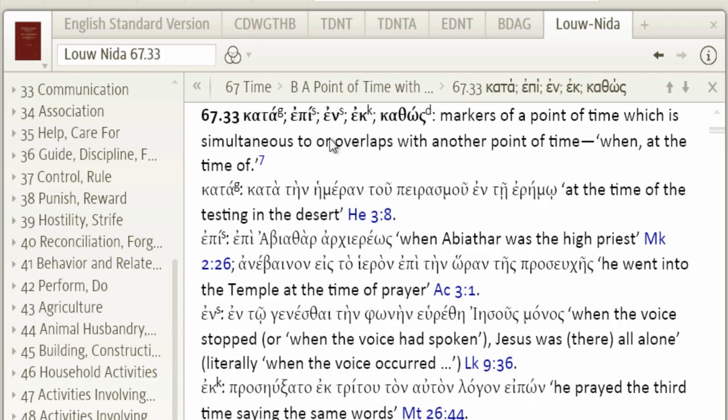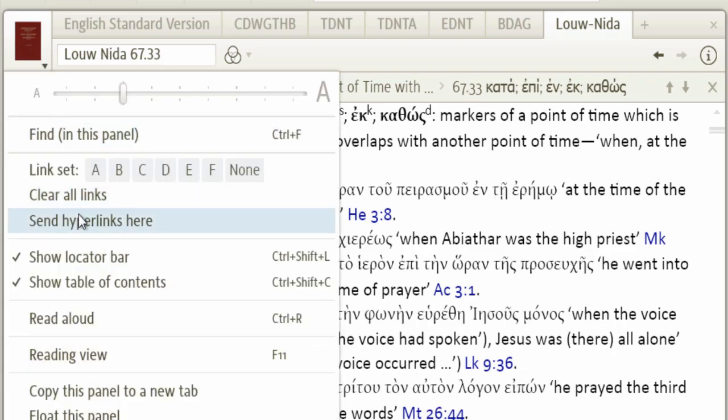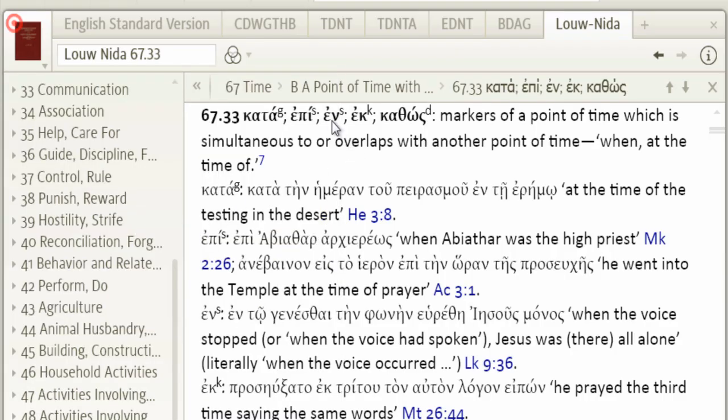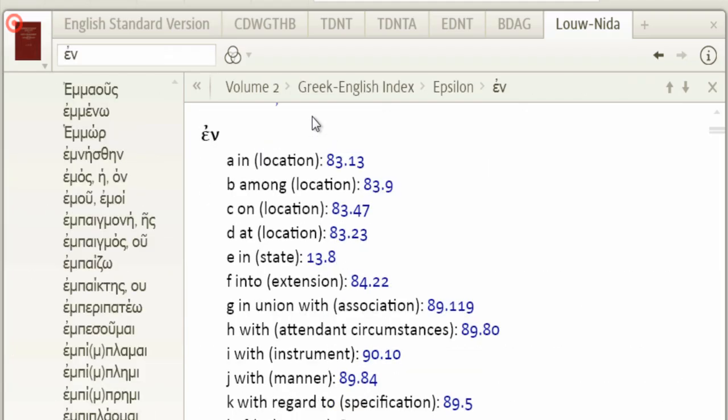But this Greek preposition, just like logos, has a range of meanings. In order to see that range of meanings at a glance, I'm going to go over to this menu, and I'm going to click on Send Hyperlinks here. Now, when I double click on this word, en, I'm going to jump to the exact article on this word. And so here's the Greek preposition en with all of its various ranges of meaning. That is, this preposition can express all these different kinds of relationships depending on the context.